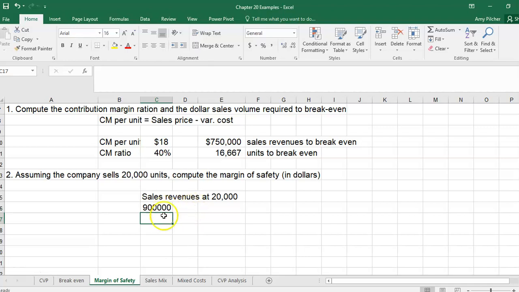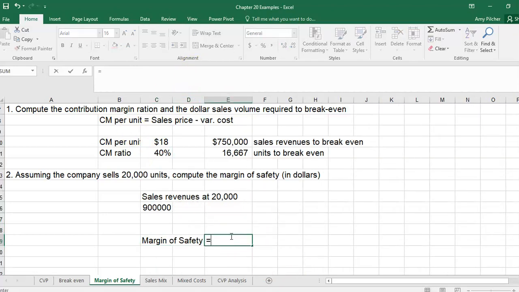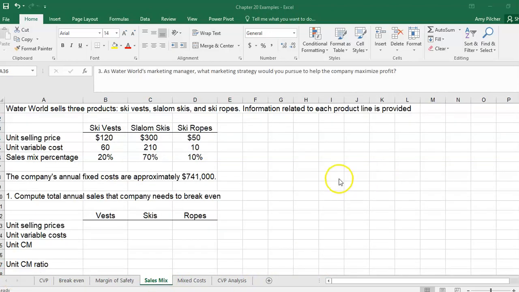Or $90,000. Our sales revenues at break even is 750,000. So our margin of safety equals 900,000 minus 750,000, $150,000. Our next example looks at what happens when we do CVP analysis with more than one product line.